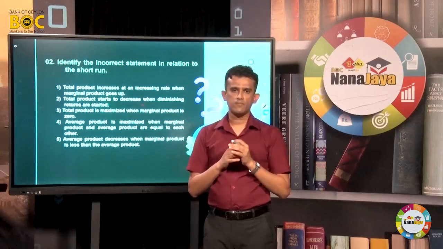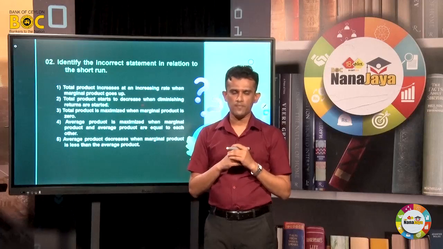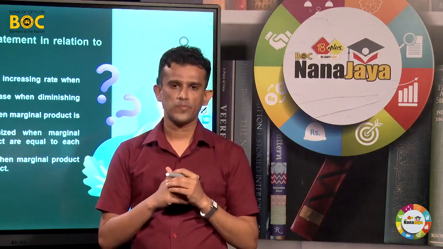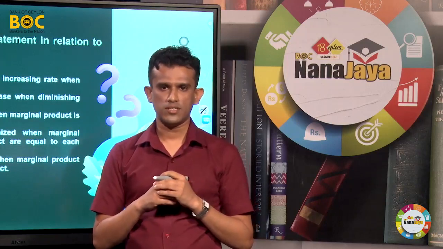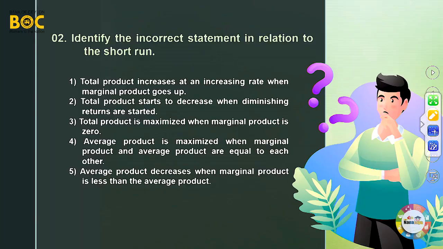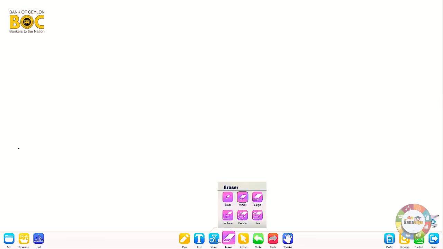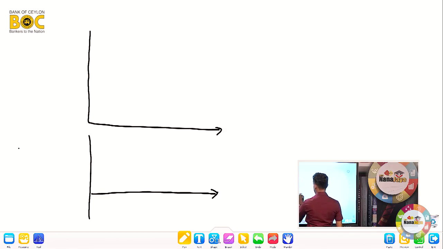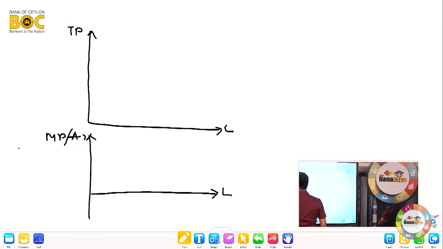With the diagram we will see what kind of behavior the total product curve, the marginal product curve, and the average product curve show based on the law of diminishing returns. We usually use L to identify the variable inputs: total product, marginal product, and average product.